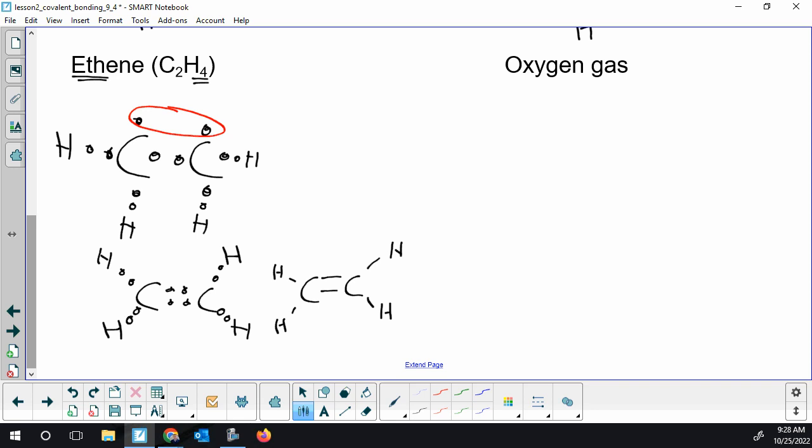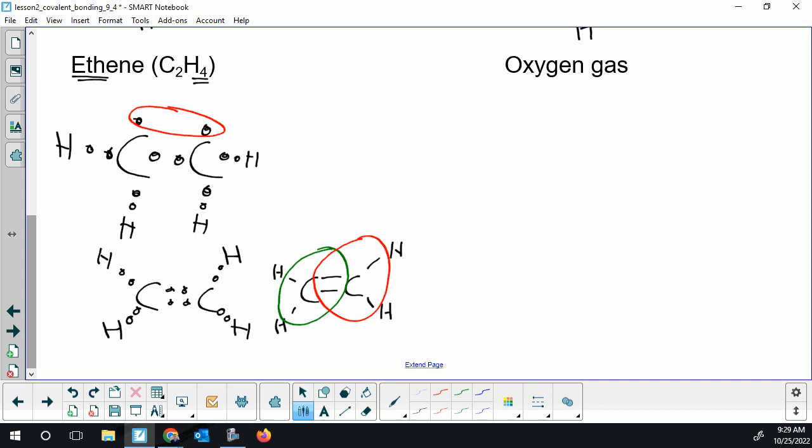So if we look at the carbon on the left, and I circled all the electrons around it, I have 4 dashes, which is 4 times 2, 8 electrons. So the leftmost carbon has 8. If I look at the right-hand carbon and circle all the electrons around it, I also have 4 dashes, or 8 electrons. So both carbons have an octet of electrons, 8 electrons.